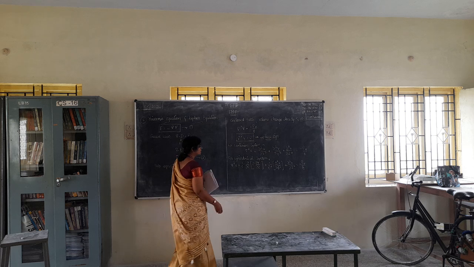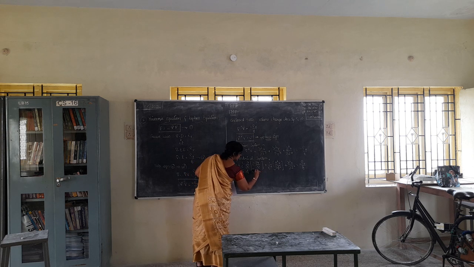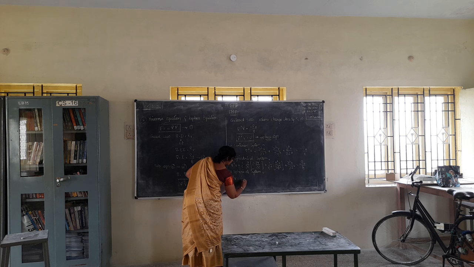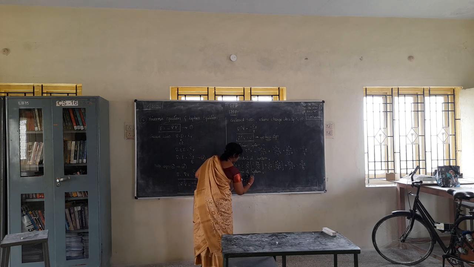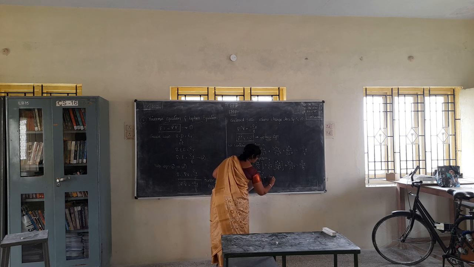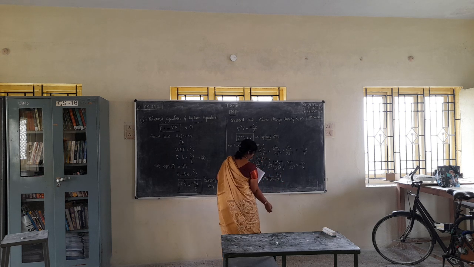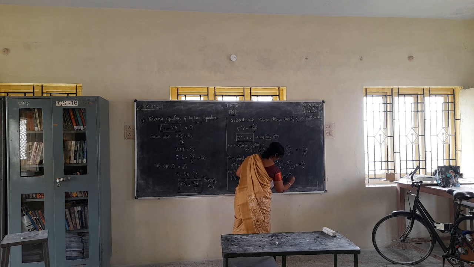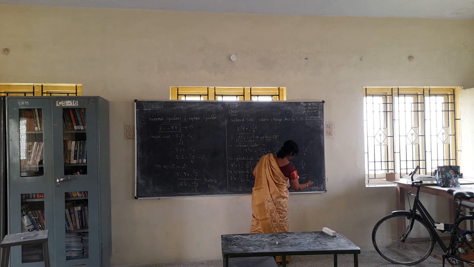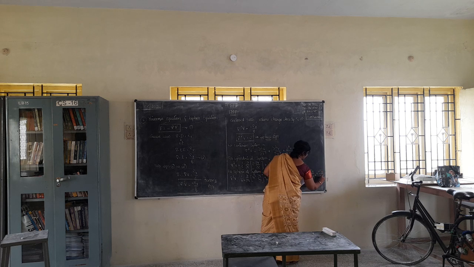Third one, for spherical system, del square V will be equal to 1 by r square del by del r into r square del V by del r plus 1 by r square sin theta del by del theta into sin theta del V by del theta plus 1 by r square sin square theta del square V by del phi square equal to minus rho V by epsilon.